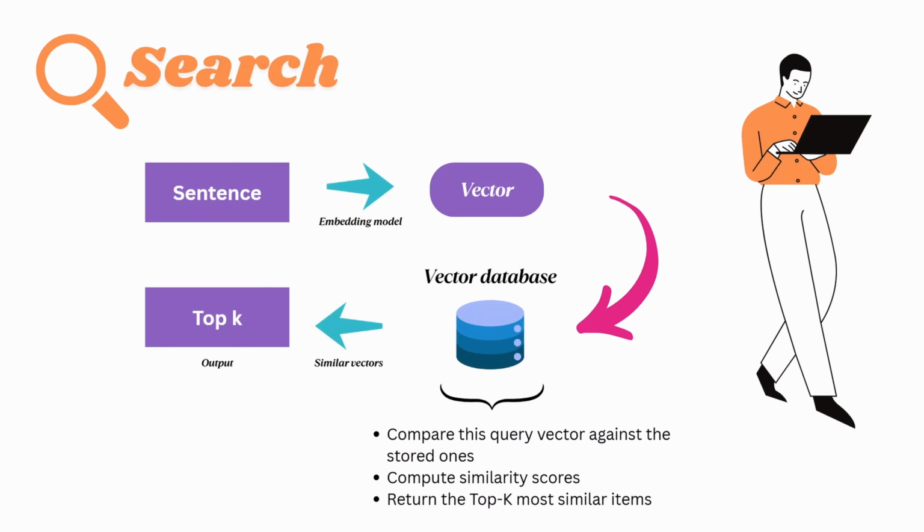The value of k is a hyperparameter here, meaning we can configure it based on how many results we want to retrieve. For example, top 3 or top 5. So we are not just retrieving random documents, we are retrieving the ones that are mathematically most similar in meaning to the input query.